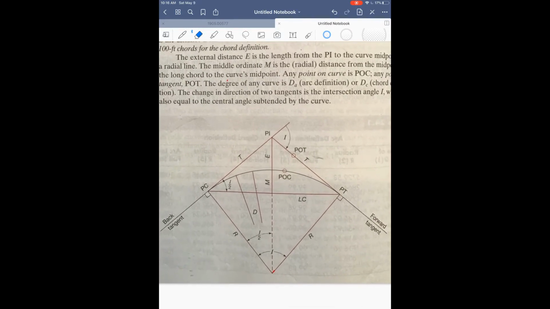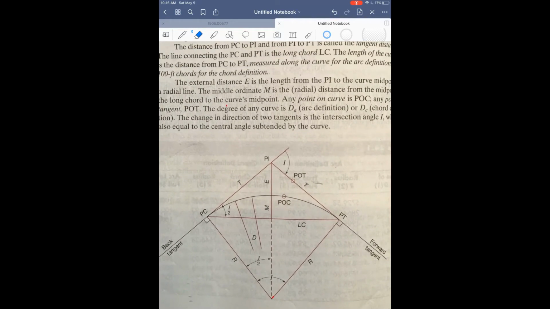So this is a simple little diagram. If you remember correctly, we started off with tangents. The tangents are the straight lines that we started with, and then what we ended up doing was fitting a curve to those straight lines. So I just want to go over what this diagram is showing. Maybe not everything, but the really important things.